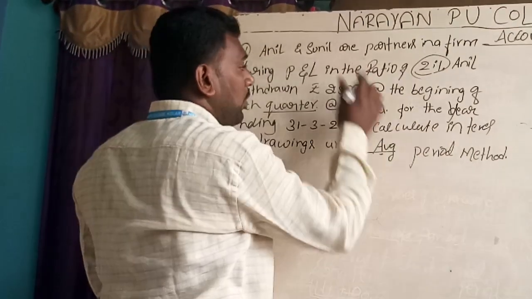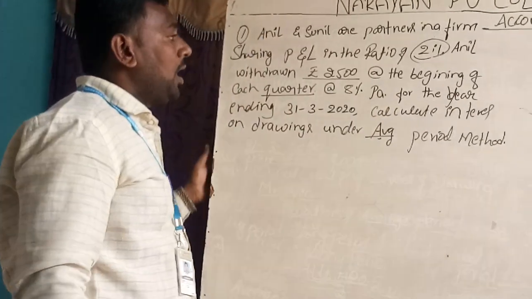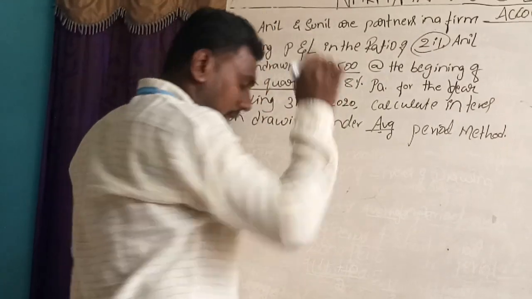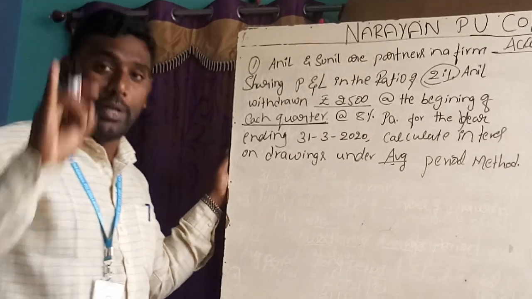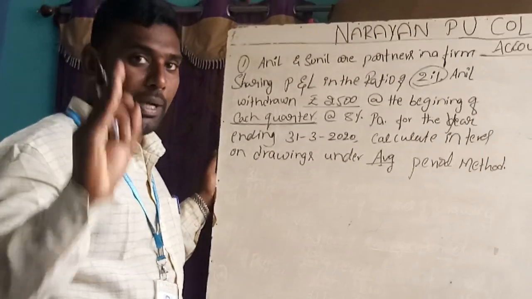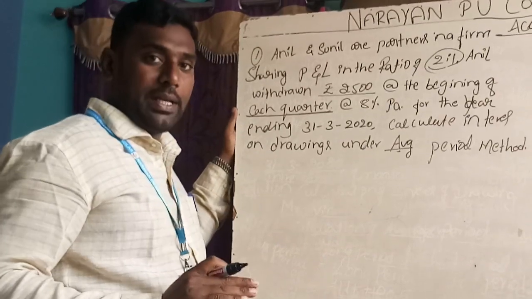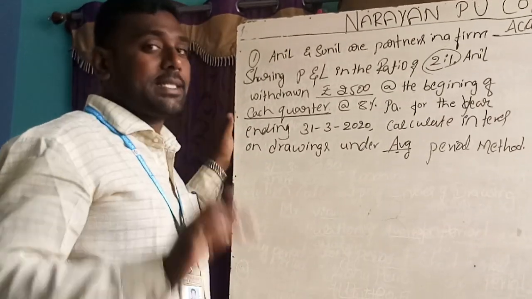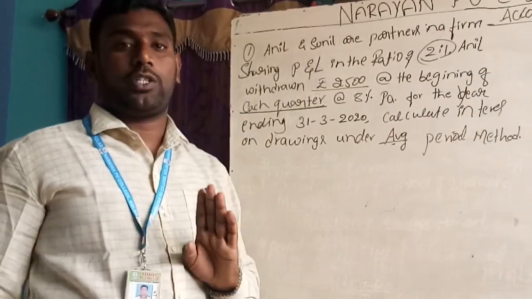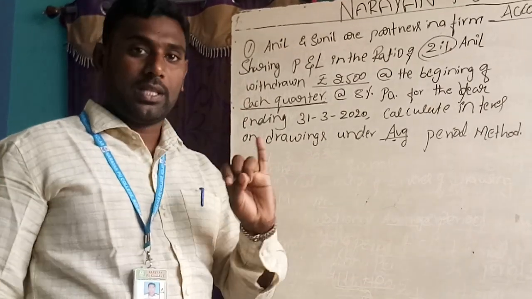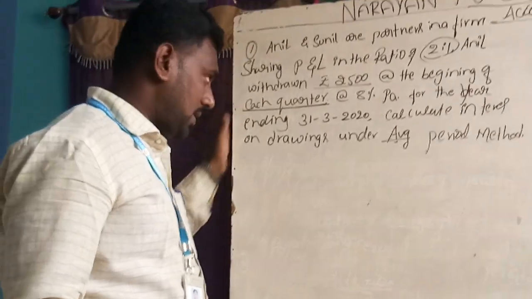So out of two partners, Anil withdrew ₹2,500 at the beginning of each quarter. In previous questions, they clearly said that the partner withdrew money at the beginning of the month, middle of the month, or end of the month. But now they are given quarterly. Quarter is nothing but 3 months considered as one quarter. So in one financial year, we have four quarters. Quarterly means 3 months, 3 months, 3 months.